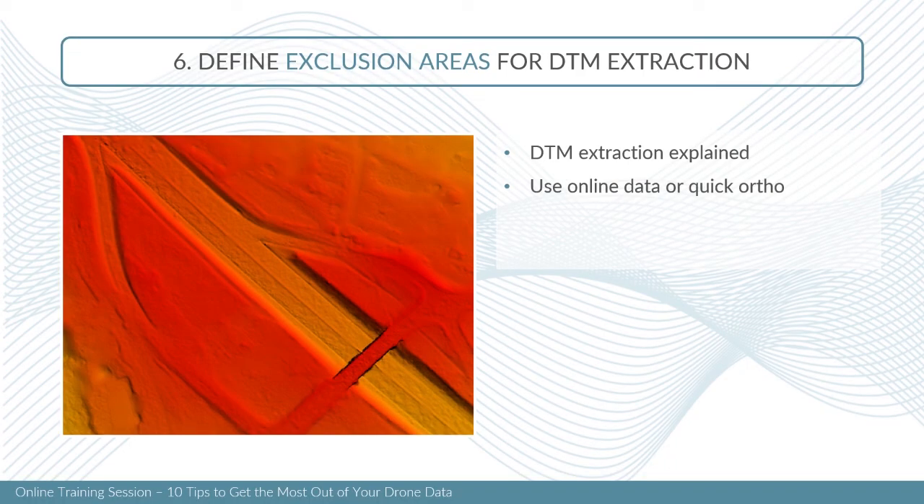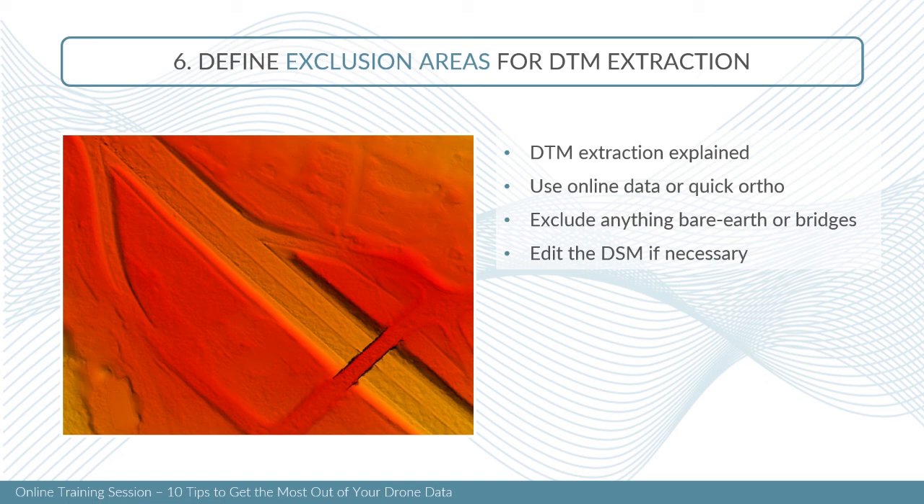You can use the online data that we load in Correlator3D to help you identify what could be areas to exclude, or you can generate just a quick ortho with the DSM. That will help you draw polygons and know where there are bridges or open mines that you would like to exclude from the DTM extraction. So exclude anything that is bare earth, or bridges, or a structure that you want to keep in your DTM, that you don't want to be filtered out.